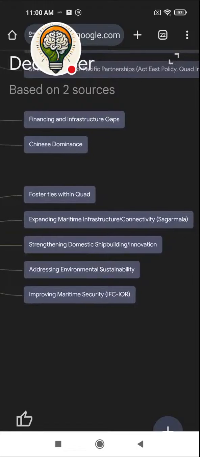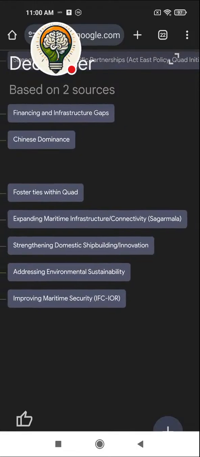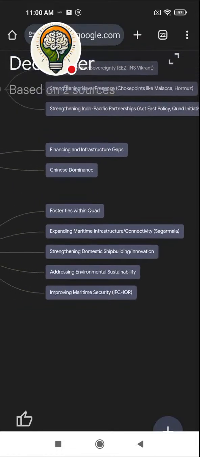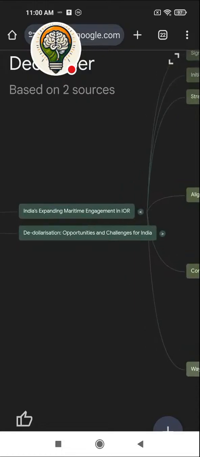So fostering ties with Quad, expanding maritime infrastructure connectivity in Sagarmala, strengthening domestic shipbuilding innovation, addressing environmental sustainability, improving maritime security, IFC and IOR. Then the de-dollarization opportunity and challenge for India.